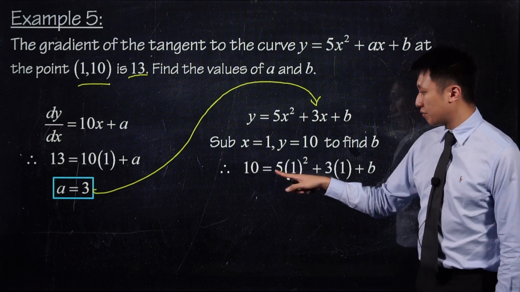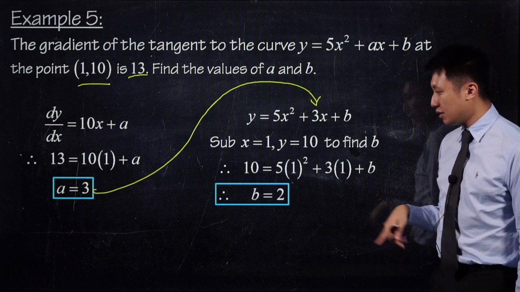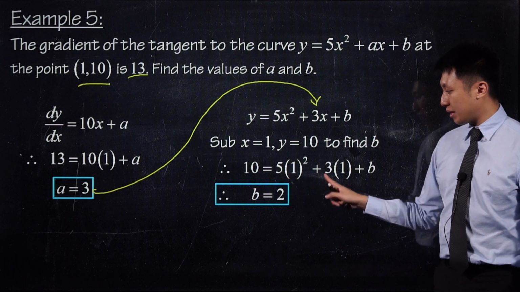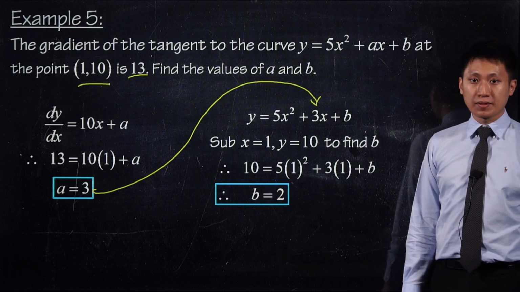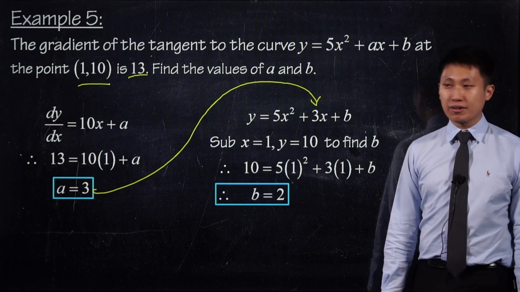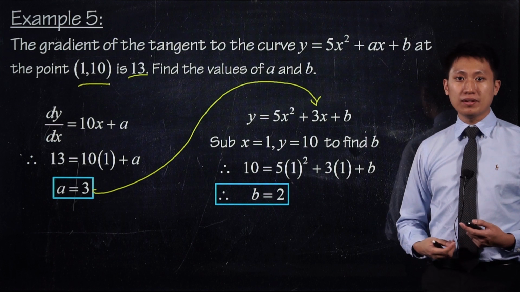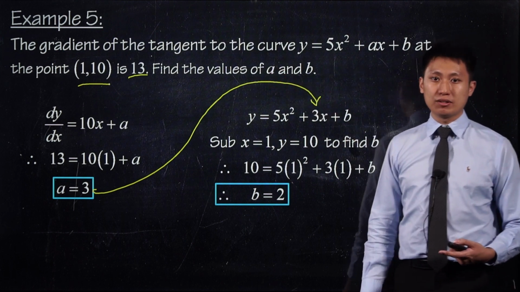So 10 is equal to 5 times 1 squared plus 3 times 1 plus b. Hence you can solve for this. b is just equal to 2. 5 plus 3 is 8, so 10 minus 8 is 2. Okay, get the answer? Not very difficult, right? So these are all the things that might come out for your SPM. Finding those variables is more likely to happen.